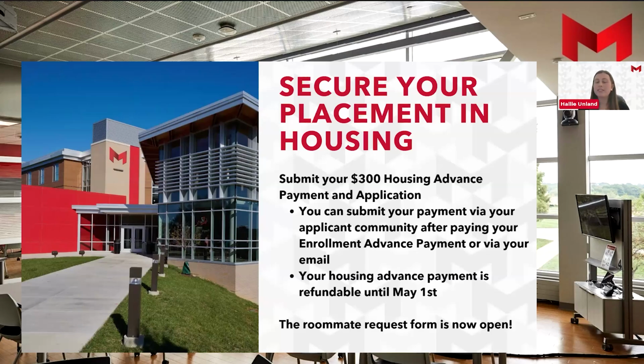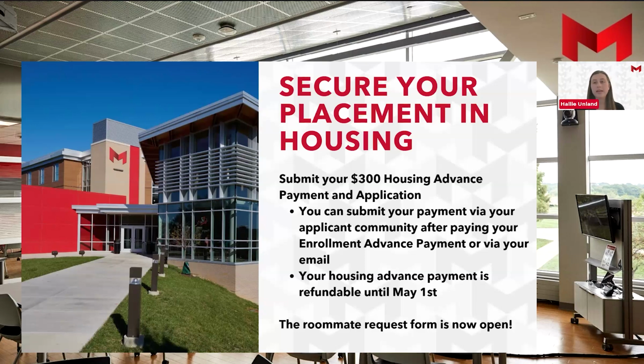I already know a few people were able to see that. If you haven't, make sure your student is looking at their email for that. That is where you will be able to request a roommate if you have a specific roommate that you're wanting. If you do not, that is totally fine as well. You can do a random assignment. You can also wait until later if you're still looking to meet someone that you want to room with.